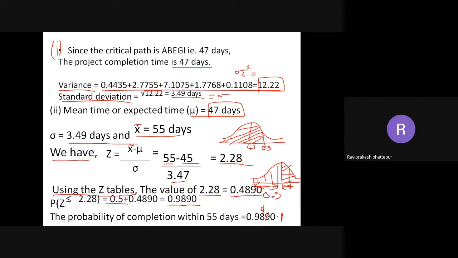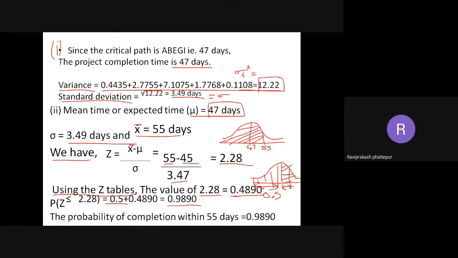It is almost nearing 1, but don't write it as 1. Write it as 0.9890 only. That is what is expected to be written. Don't do all these things, I'm just explaining. So 0.9890 only is required. The maximum probability of getting the project completed in 55 days is 0.9890. Rounding off, we are getting around 1. So this is the value of the second one.